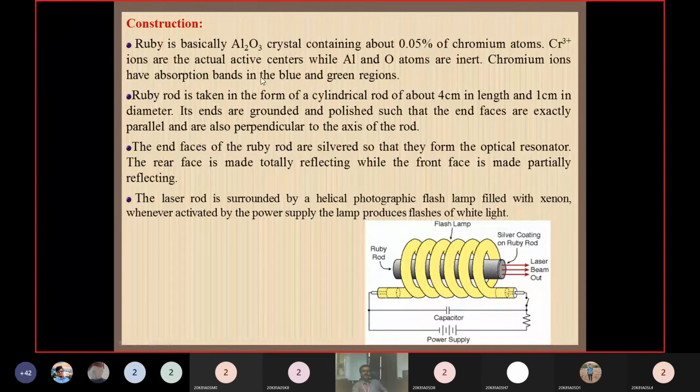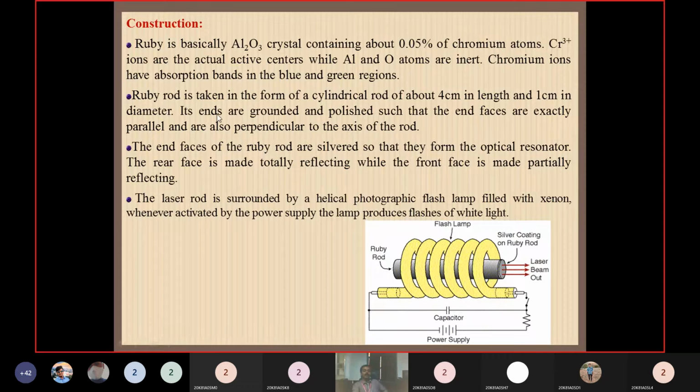Chromium ions have absorption bands in the blue and green regions. Those chromium energy levels have a particular energy gap, so because of this in the ruby rod, blue and green radiation will be emitted.